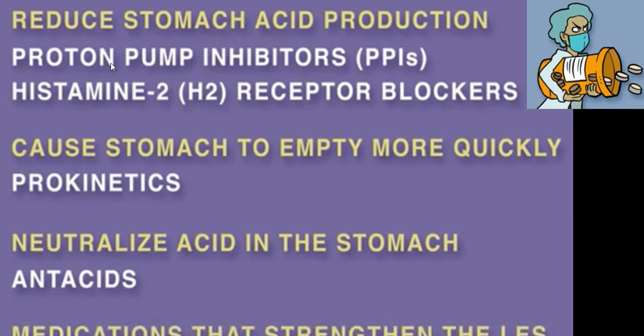So proton pump inhibitors and H2 receptor antagonists are for reducing acid production, prokinetic drugs increase gastric emptying, and to neutralize the acid, antacids are very, very important. And medications which strengthen the lower esophageal sphincter may be utilized, and avoid materials which decrease the lower esophageal sphincter pressure too.